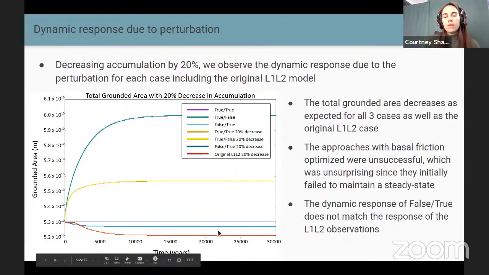We think this is because the viscosity coefficient that we solve for is time independent, and so it can't evolve with time, and so we're underpredicting that response.